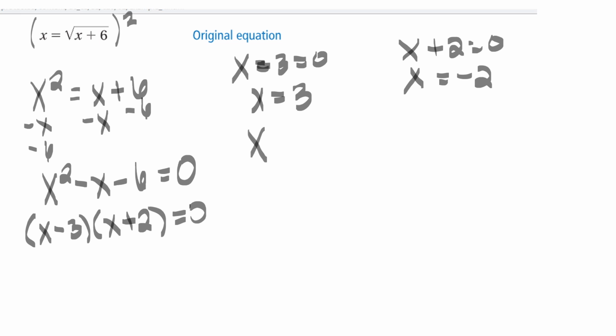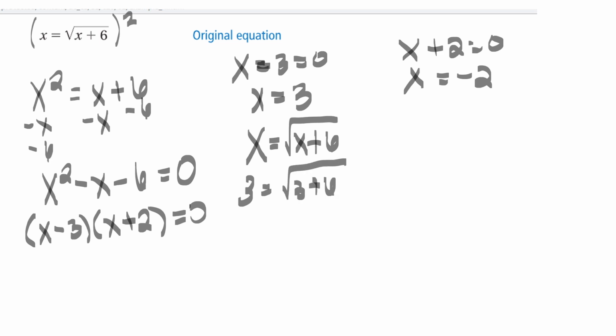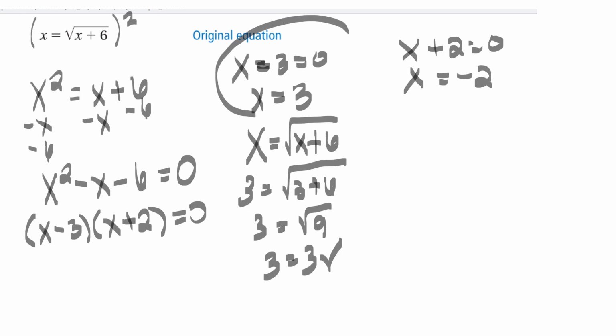So we have x equals the square root of x plus 6. So we have 3 equals the square root of 3 plus 6. 3 plus 6 is 9. And the square root of 9 is 3. So we know for sure that x equals 3 is a solution.